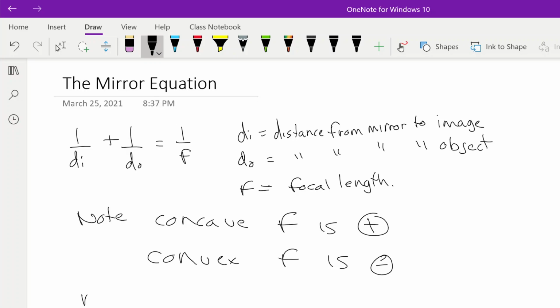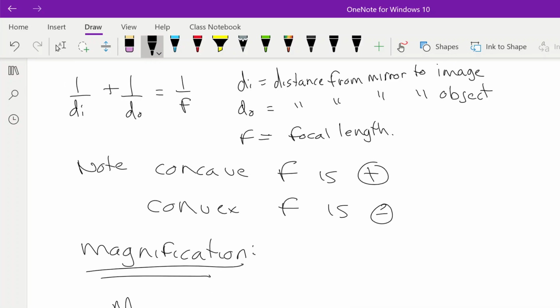The other part is the magnification. And the magnification goes like this. M equals hi over ho. That's the definition of magnification. It's just a ratio, the height of the image divided by the height of your object. So you get a magnification factor when you do that. And that's equal to negative di, as we saw, over do. And that's it. That's the magnification equation. Very good.